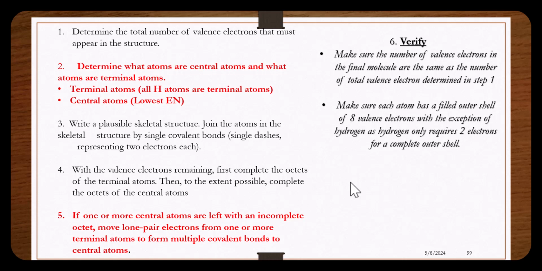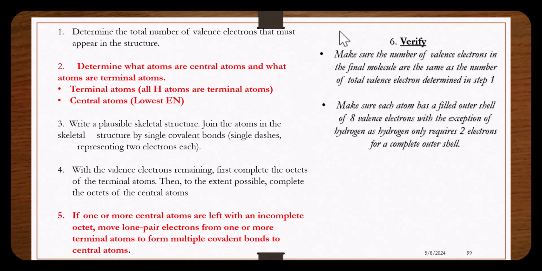In this video, I want to explain how to draw Lewis structures. Throughout this explanation, I'll start out with a very basic set of steps that can be taken and progress into a more detailed explanation. In the first step, we determine the number of valence electrons that must appear in the structure.